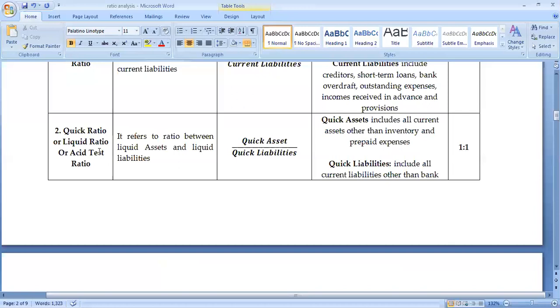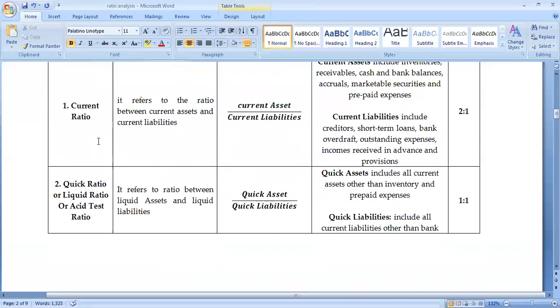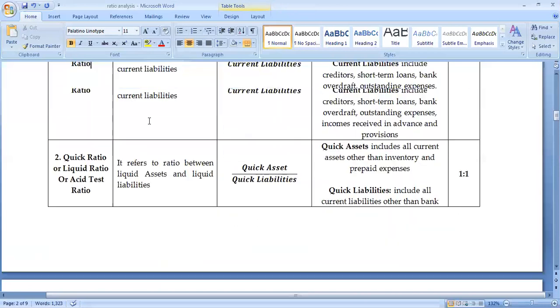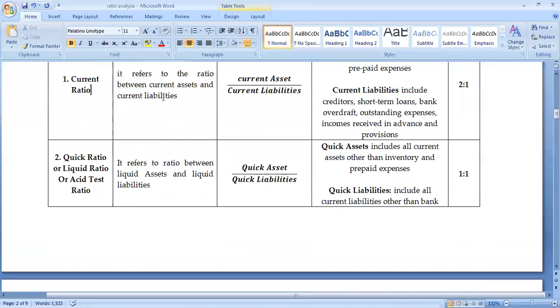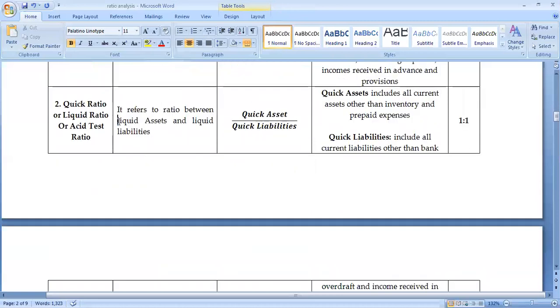What does this actually refer to? It refers to the ratio between the liquid assets and liquid liability. In the case of current ratio, it includes all the current assets, but here it includes only the liquid assets and the liquid liability. You can write it as liquid assets divided by liquid liability, or quick assets divided by quick liability.